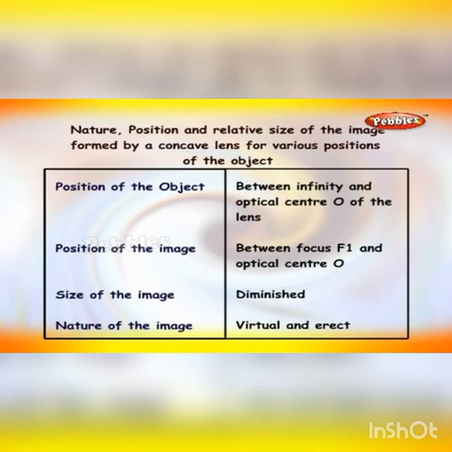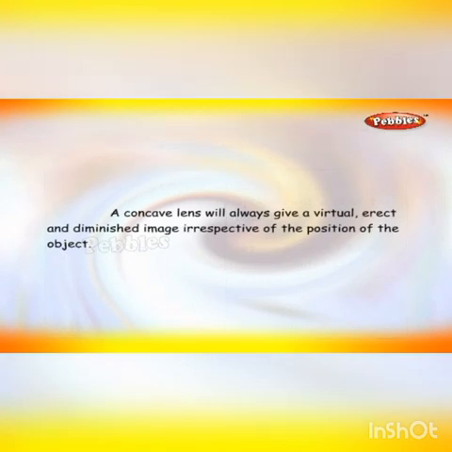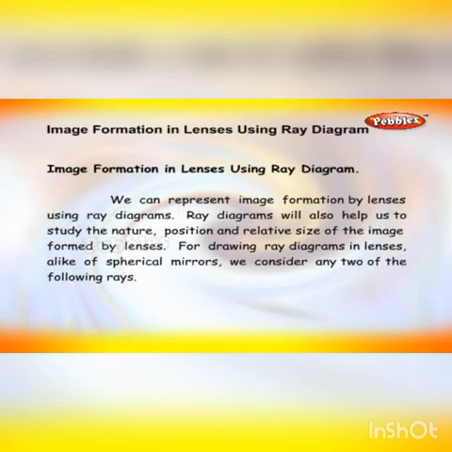Object is kept between infinity and optical center O of the lens. Image is formed between focus F1 and optical center O. Size of the image diminished. Nature of the image virtual and erect. A concave lens will always give a virtual, erect and diminished image irrespective of the positions of the object.